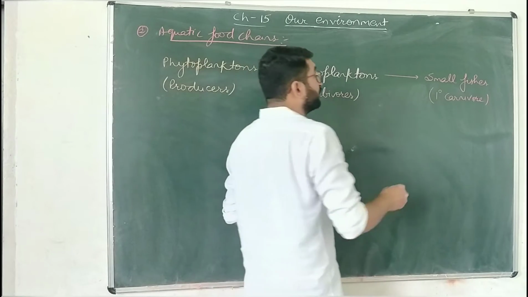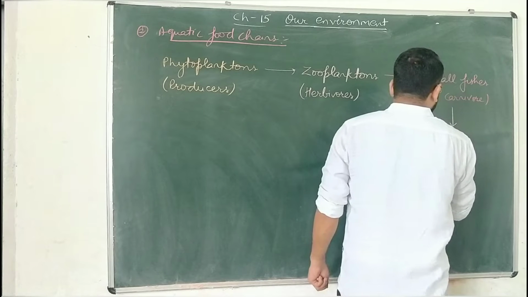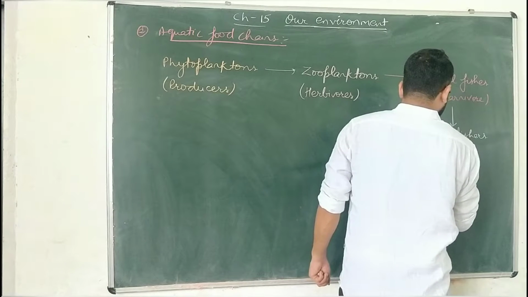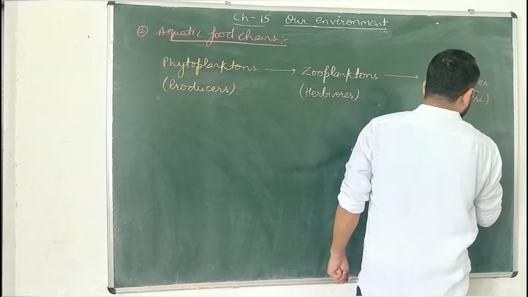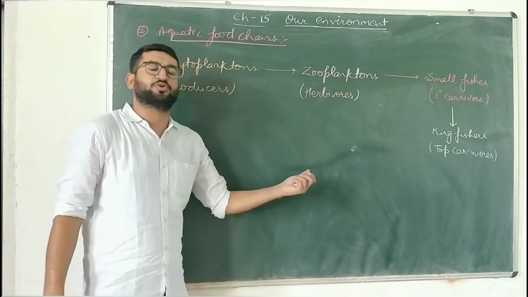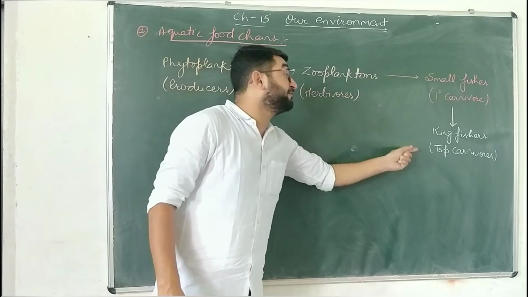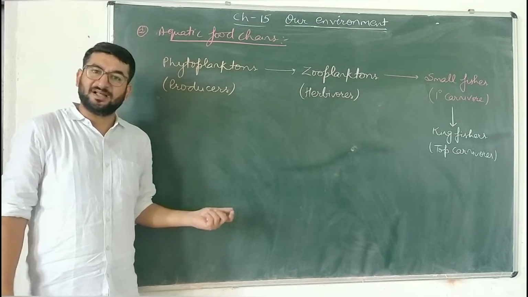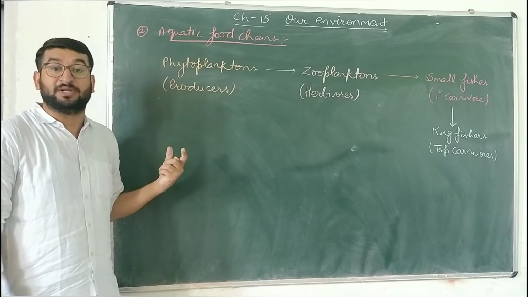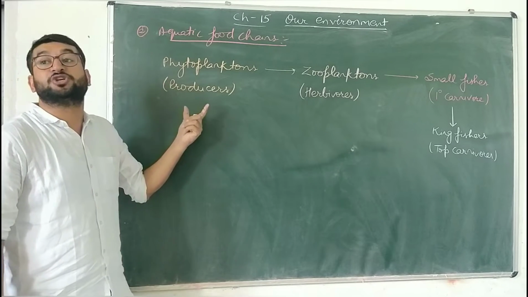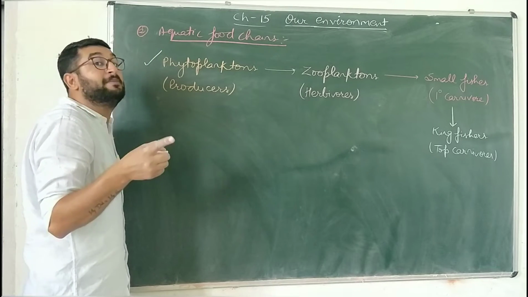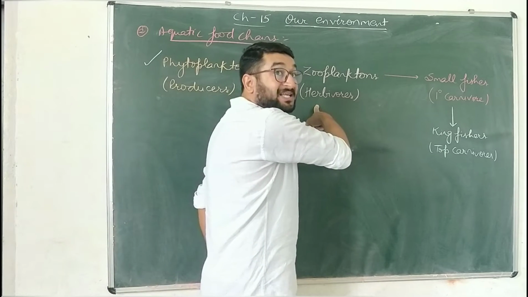Then these primary carnivores, these small fishes, are eaten up by kingfishers. These are the top carnivore. Instead of it, you may also write the sharks, the large fishes. That will be also correct. So this is the example of aquatic food chain, the food chain which usually exists in the water. It is a very, very important NCERT question for your board exam as well. That is, give an example of aquatic food chain. So aquatic food chain is phytoplanktons, that is the producers of aquatic organism or aquatic life habitat, are eaten up by the zooplanktons, that is the herbivores.